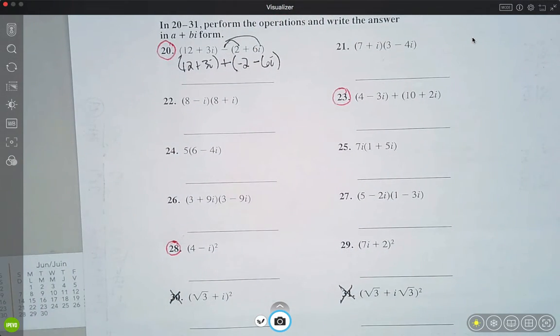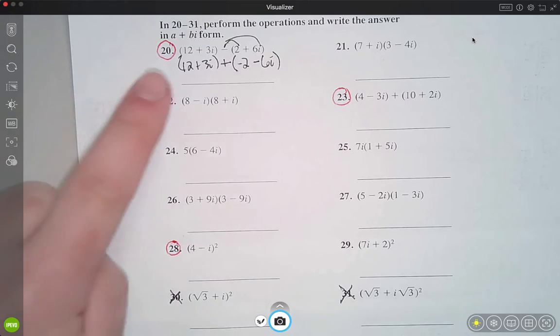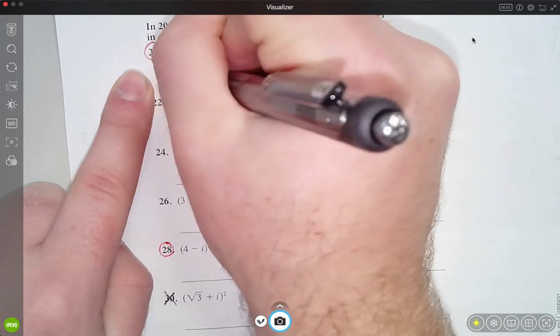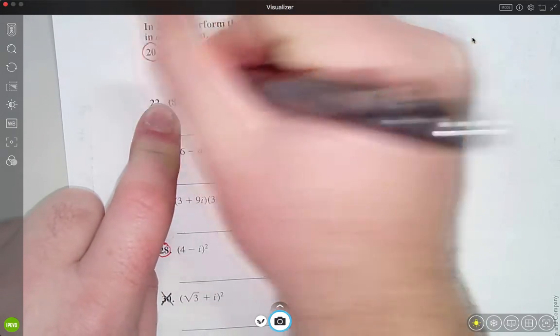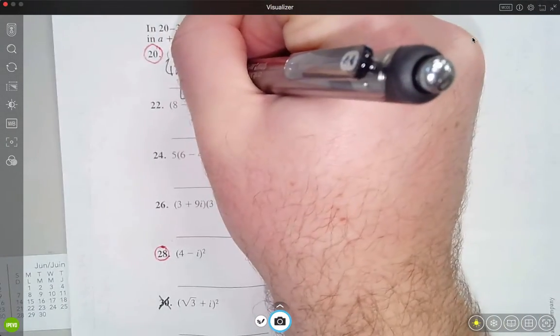Then I can combine my like terms. So I have 12 and negative 2 gives me 10. And 3i and negative 6i is negative 3i. So my answer there is going to be 10 minus 3i.